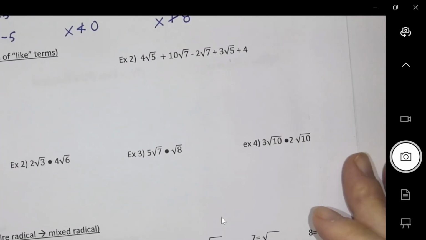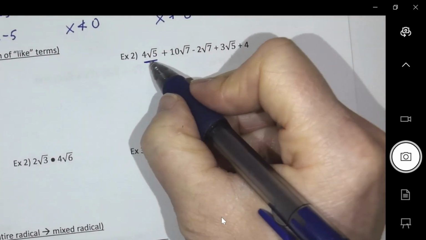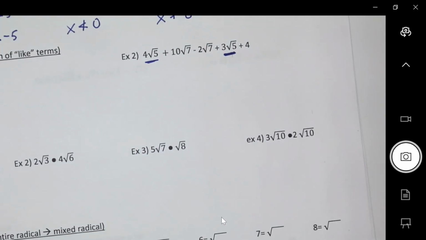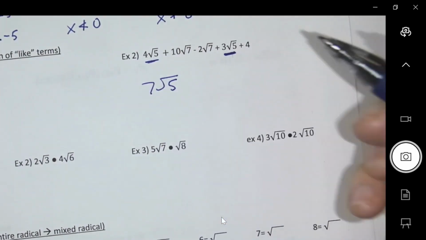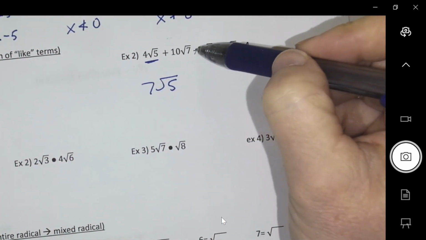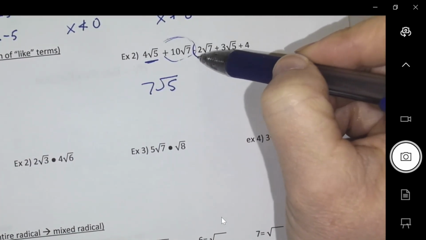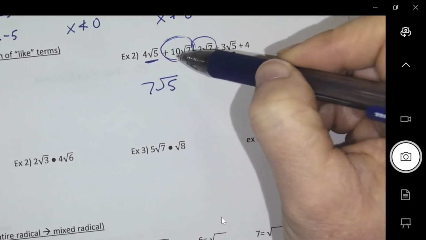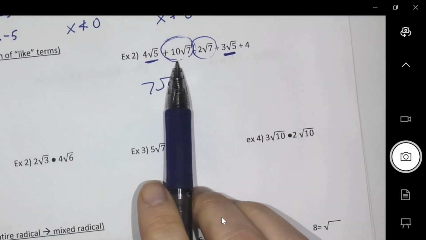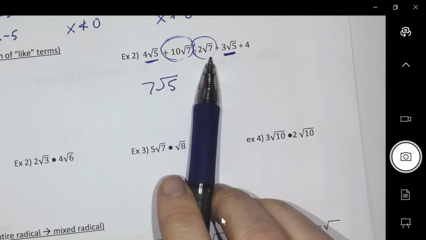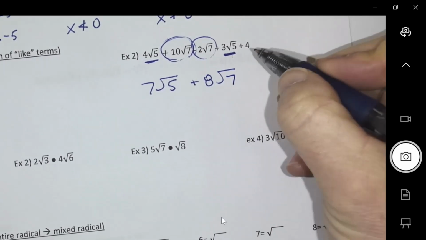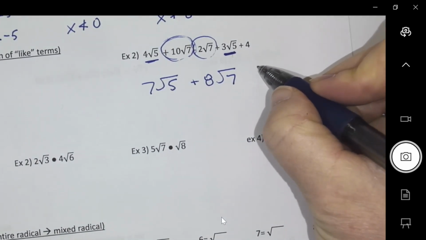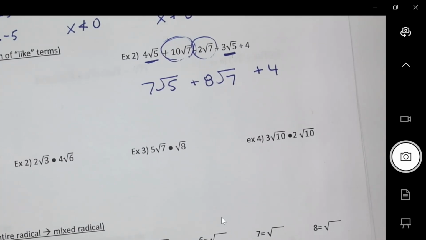Okay, so the next one, what can I put together? So I have root 5's and root 5's. So 7 root 5. And I can put the root 7's together. So I had 10 of them, subtract 2. So that's 8 root 7. And then there's a plus 4, which I can't put with anything. It cannot get mixed in there with anything else.